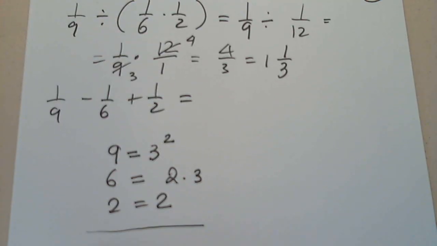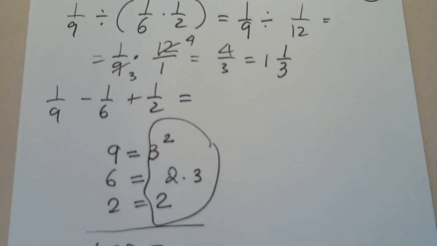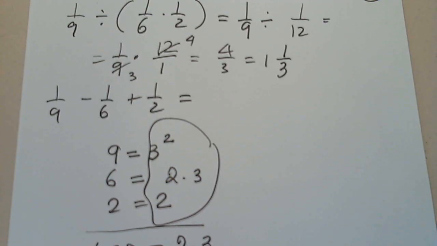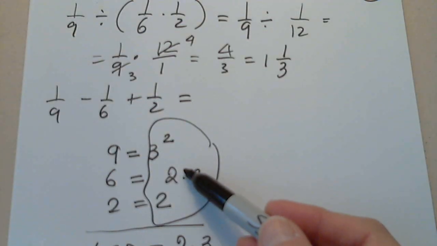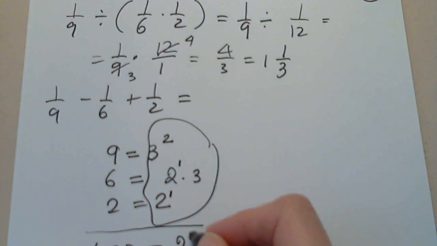The least common denominator. How many different factors do we see here? We're not talking about the powers. We're talking about the factors. How many different? 2. 2 and 3. Which power would you choose for 2? Second power. I cannot add them. I have to choose the highest.